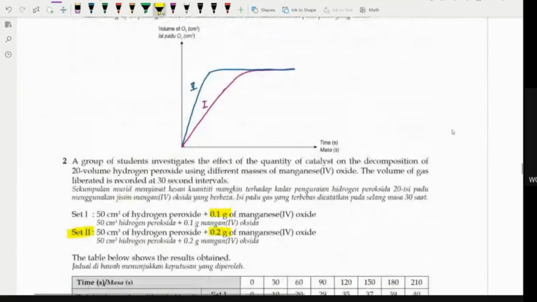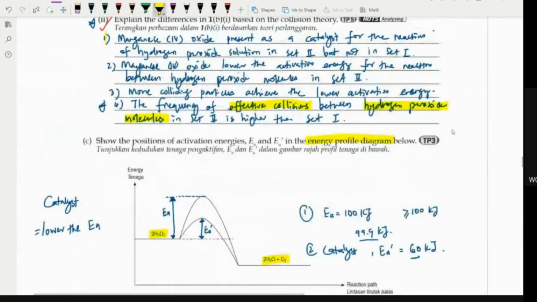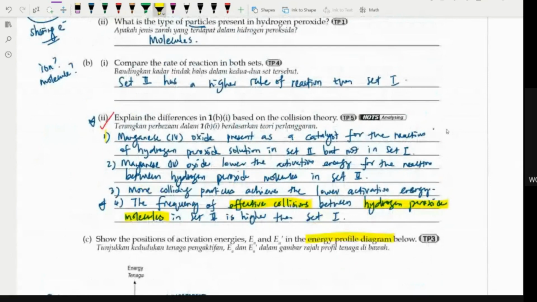Any question you want to ask us? So this collision theory will be asked every year in the SPM, so you must learn how to write it correctly. And actually the points are fixed. As long as you can remember, then you can score this question easily, especially in the essay questions.